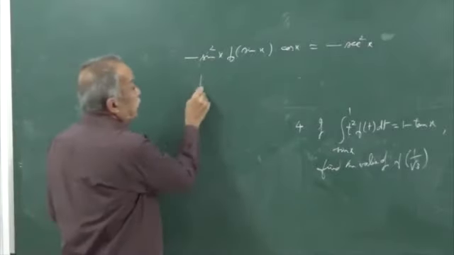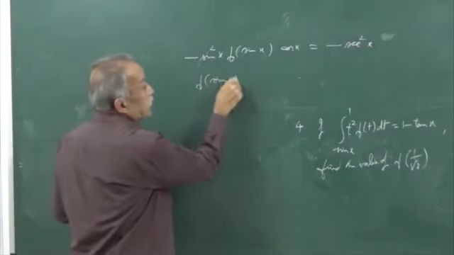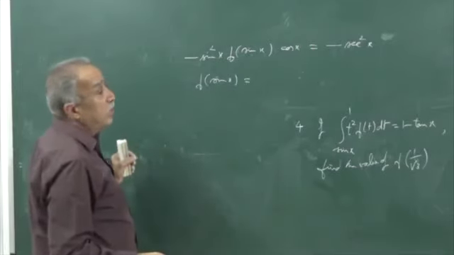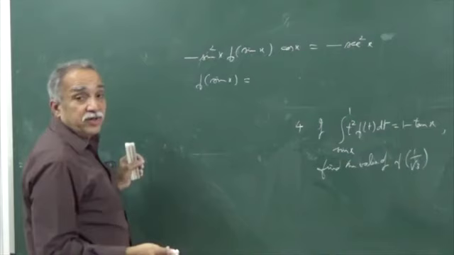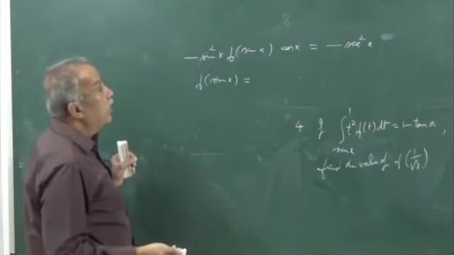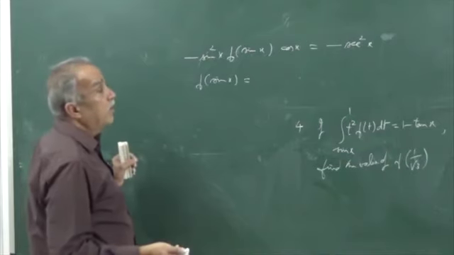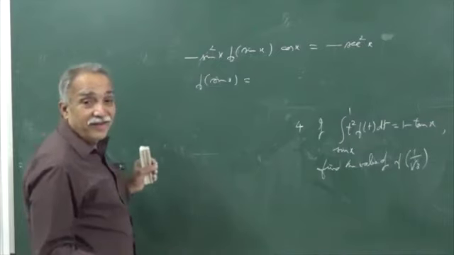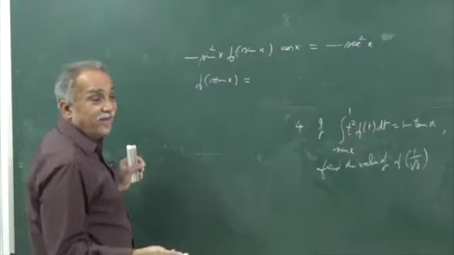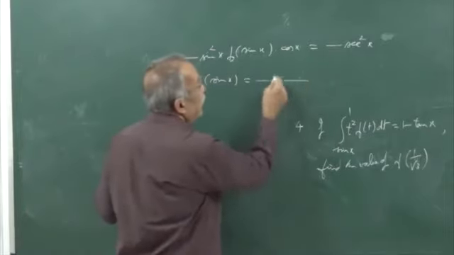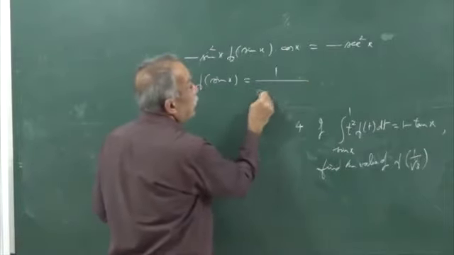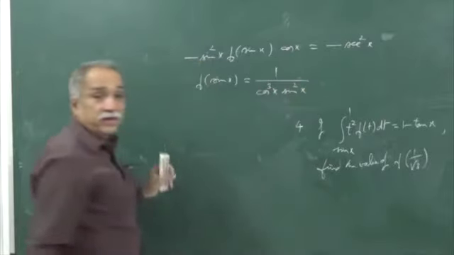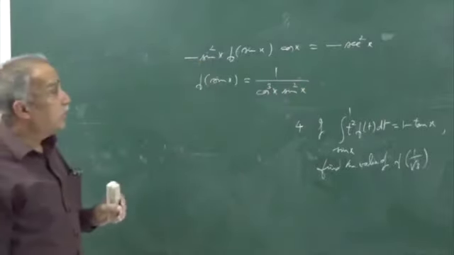From this I am able to write f of sin x is equal to, some simplification. Yes. 1 by cos cube x into sin square x. Am I right? Is it wrong?